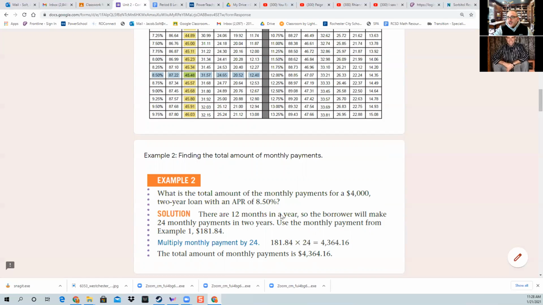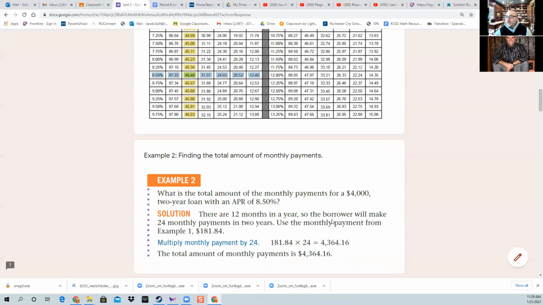So I know that the monthly payment is going to be $181.84. I know that in 2 years, there's 12 months in each year, so 2 times 12 is 24. There's going to be 24 monthly payments in a 2-year loan. So I take my monthly payment and multiply it by how many months there are in the term of the loan. In this case, there's 24 months. So $181.84 times 24 is $4,364.16.